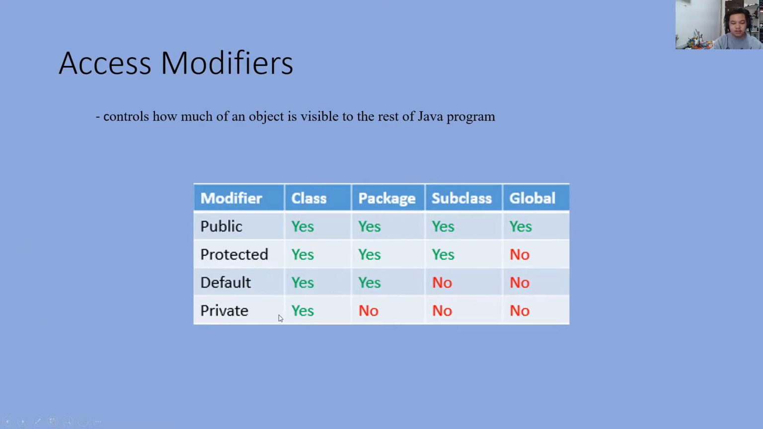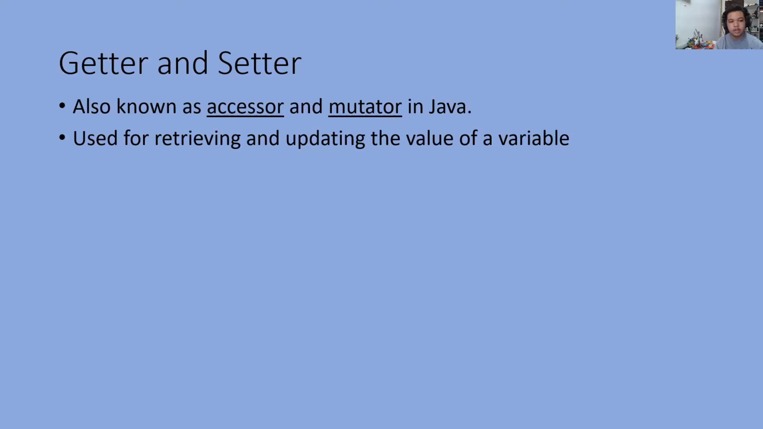In private modifier, it is only accessible and visible to the class. Getter and setter is also known as an accessor and mutator in Java. It is used for retrieving and updating the value of a variable.